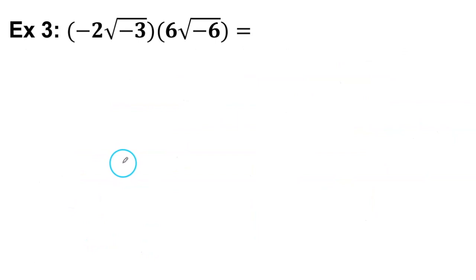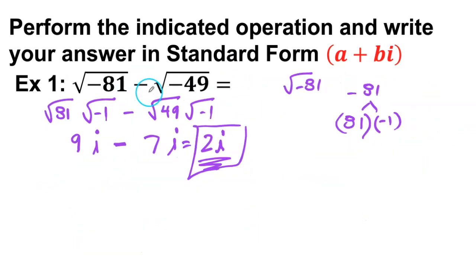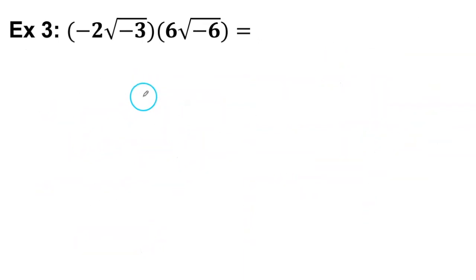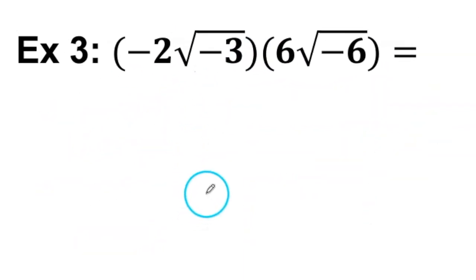We have another one. Now, the operation, it depends. If you have a plus in the middle, you add. If you have a minus, you subtract. Right now, there's no signs between those two parentheses, which means you got to multiply. But I don't want to have negative inside the radical. I have to take care of that first.